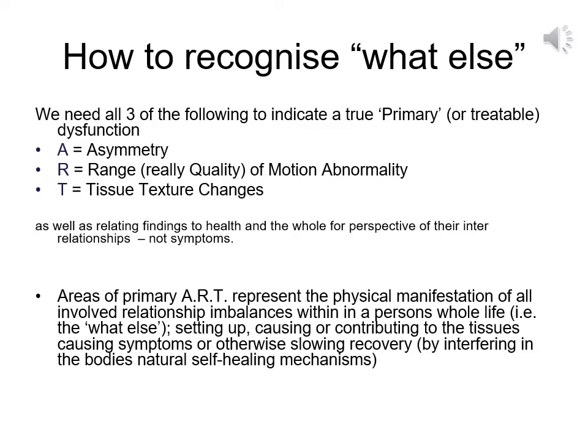Now, once you've found that ART, what does it actually mean? We're looking at what else. Once we've got it, we can relate that primary area of ART. So we're not looking at symptoms anymore, we're looking at what else is going on in the body, interfering. That area or areas most interfering with recovery. What that represents is the physical manifestation of all involved relationship imbalances within a person's whole life. For example, the what else: setting up, causing or contributing to the tissues causing symptoms or otherwise slowing recovery by interfering with the body's natural self-healing mechanisms.